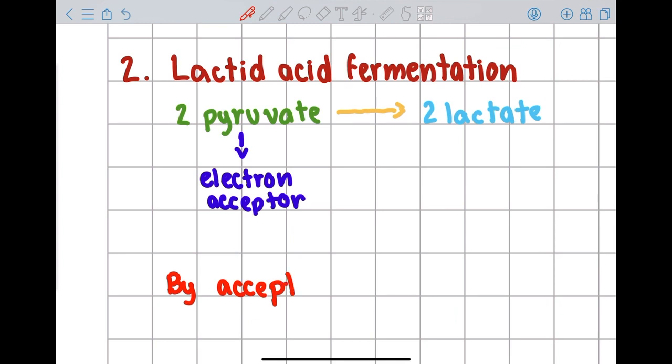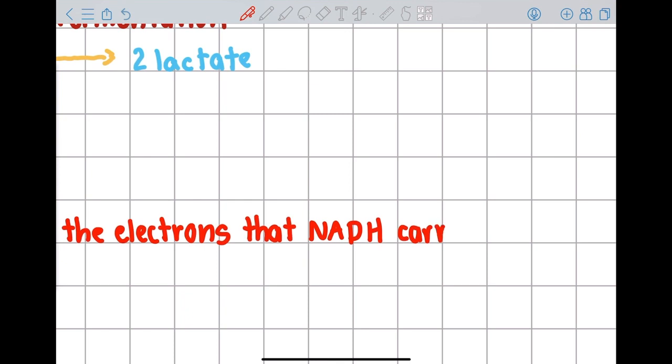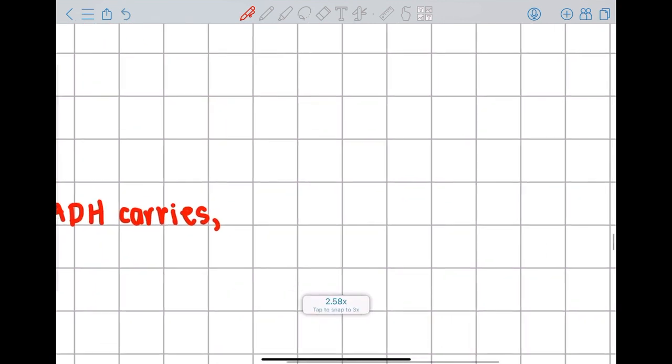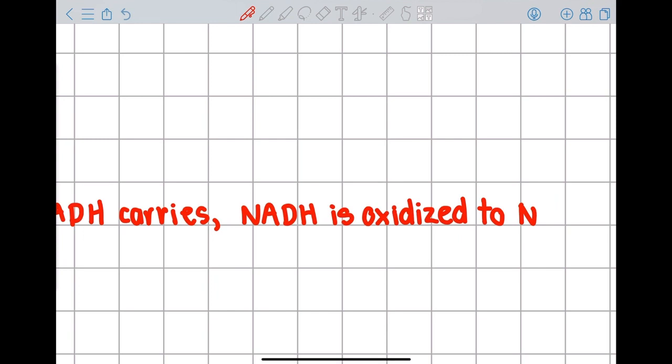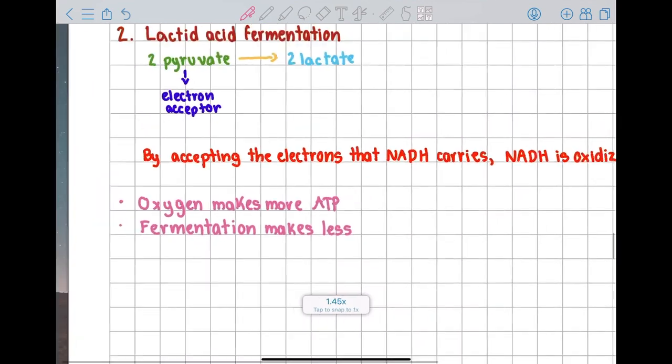Now, let's review. During fermentation, cells need to find a way to regenerate NAD+. By doing so, NADH is oxidized into NAD+. This occurs because NADH loses its electrons. Even though fermentation is pretty cool because you can produce ATP without using oxygen, the production of ATP will always be greater when oxygen is present.